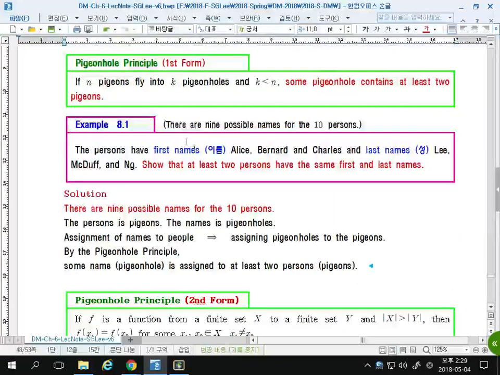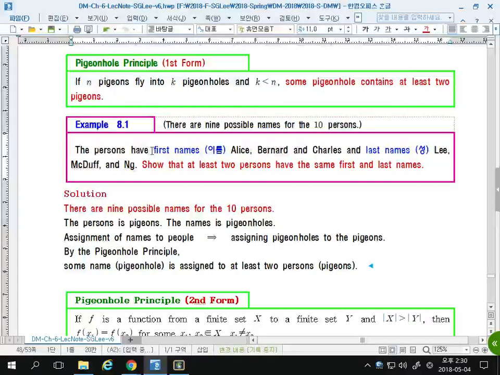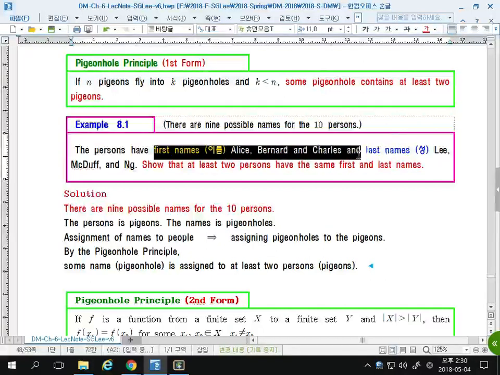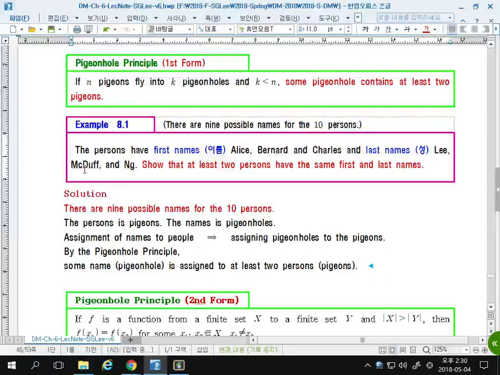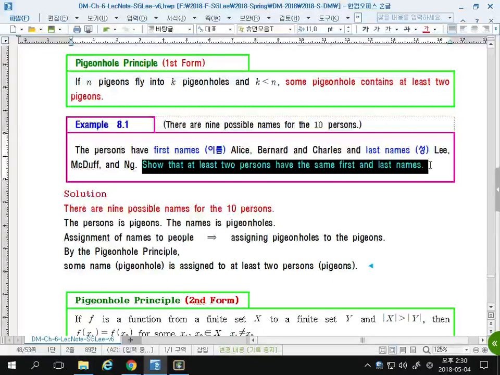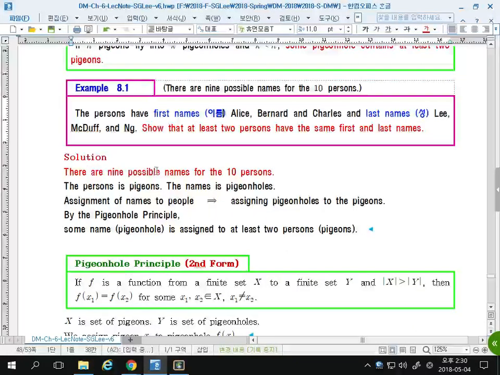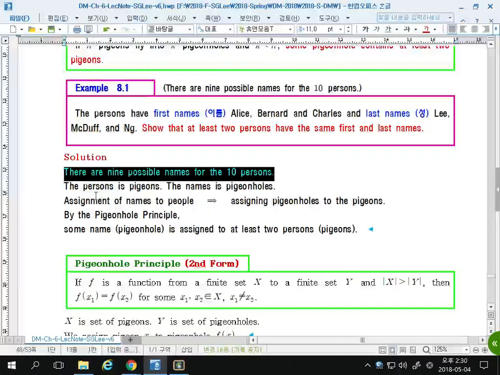Okay, this principle can be applied to names. The persons have first names Alice, Bernard, and Charles, and the last names Lee, McDuffie, and Angie. Then show that at least 2 persons have the same first and last names. How? There are 9 possible names for 10 persons. There are 3 first names and 3 last names. Then the product rule gives 9 different names.